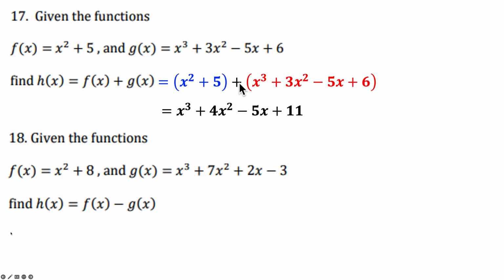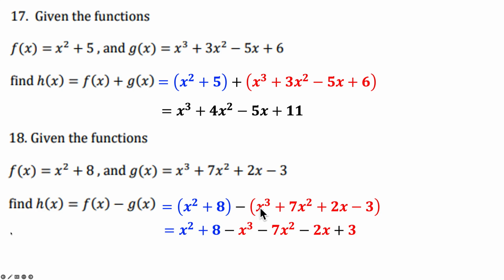18, again, this is why you want parentheses, because now they bring in the minus sign. x squared plus 8 is f of x. g of x is 8x cubed plus 7x squared plus 2x minus 3. Now they want to subtract the two functions, so this minus sign is going to go in and change all the signs. So my positive x cubed becomes a negative x cubed, or minus. The plus 7x squared is minus. The plus 2x is minus. The minus 3 is plus.